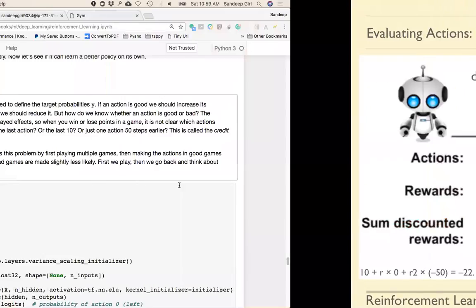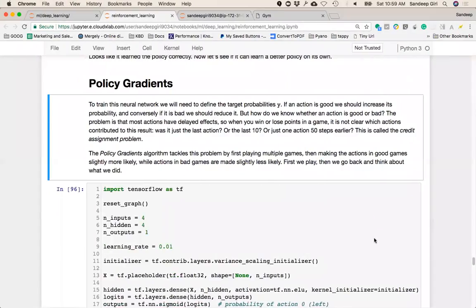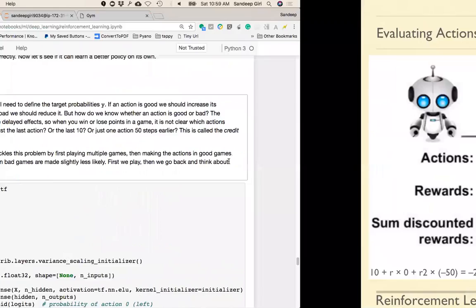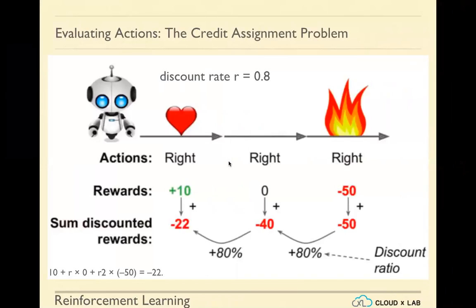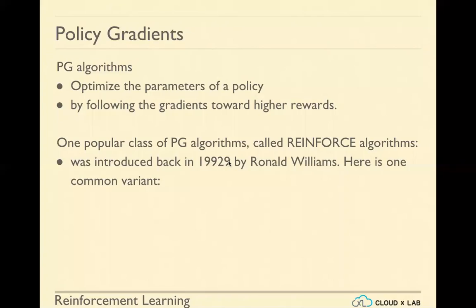Therefore, the blame or the credit goes to the previous one also. These are basically called the credit assignment problem. To tackle this, we use the strategies of policy gradients. So PG algorithms, policy gradient algorithms, optimize the parameters of policy by following the gradients towards the higher rewards. One of the popular classes of PG algorithms is called the REINFORCE algorithm. It was introduced in 1929 by Ronald Williams.